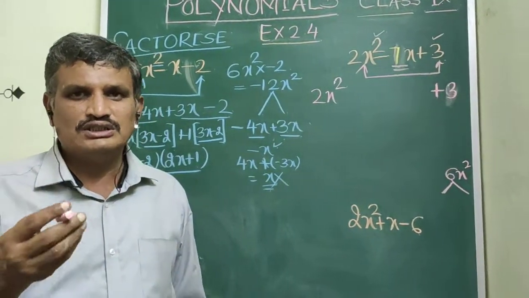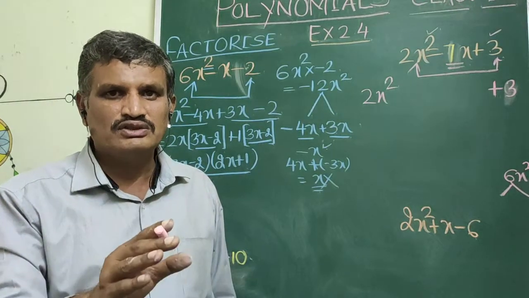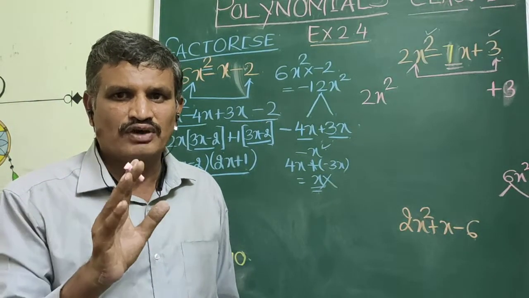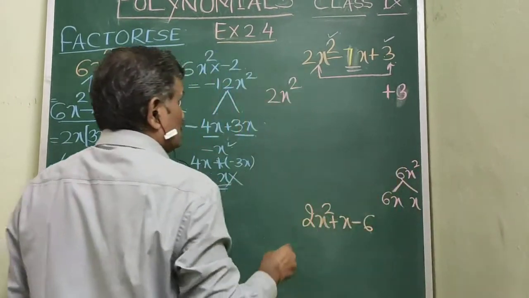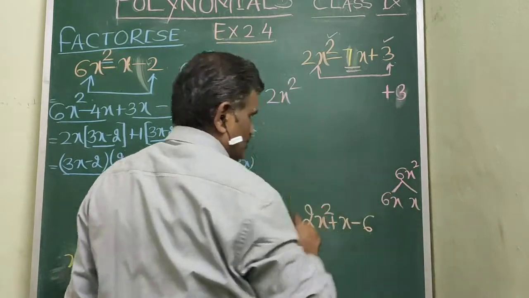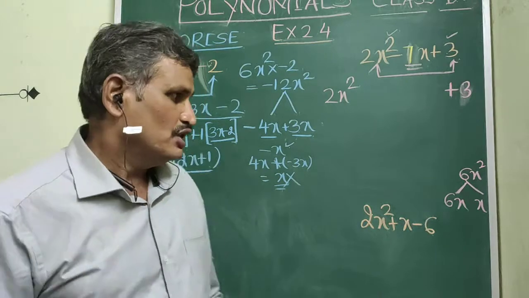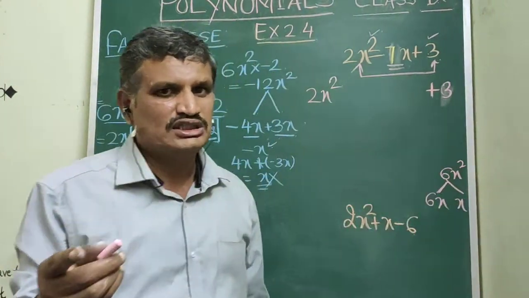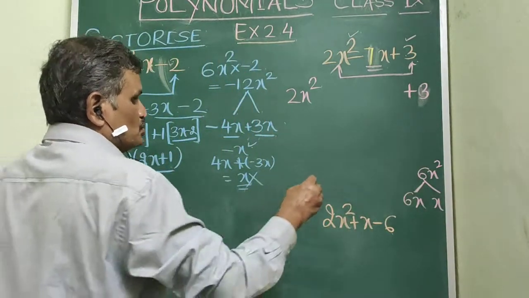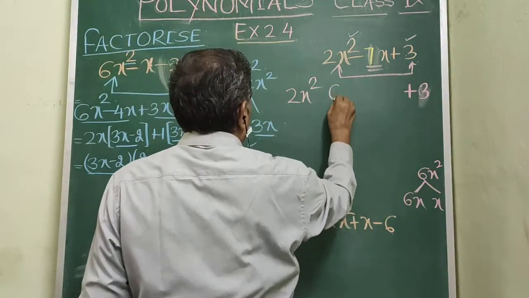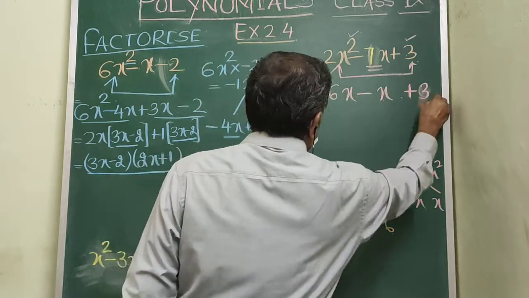See, factors of 6 are 1 and 6. 6 plus 1 is 7 and 6 minus 1 is 5. So if I take 6 and 1 as the factors, I need to add 6x and 1x. Addition is possible only if I take both positive or both negative. If I take both positive, then it will become plus 7x. If I take both negative, then it will become minus 7x. So I want minus 7x. So what I do here is minus 6x minus 1x.